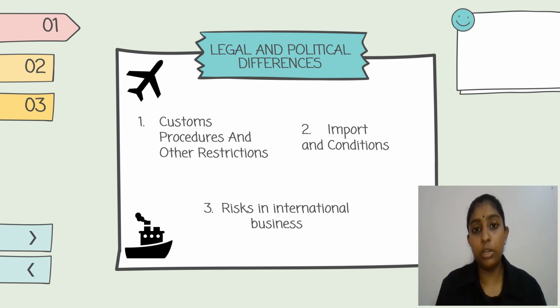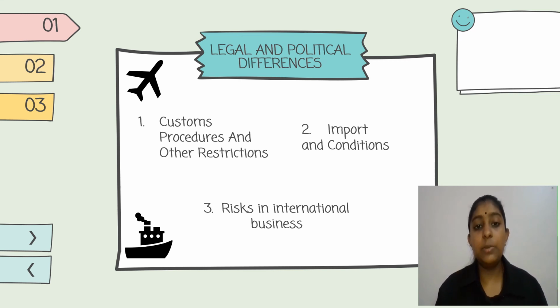Now I am going to talk about legal and political differences. Legal and political differences can be divided into two. First is local content law. Local law requires that products sold in a particular country be at least partly made there. Second is business practices law. Law or regulation governing business practices in given countries. There are many legal and political differences.